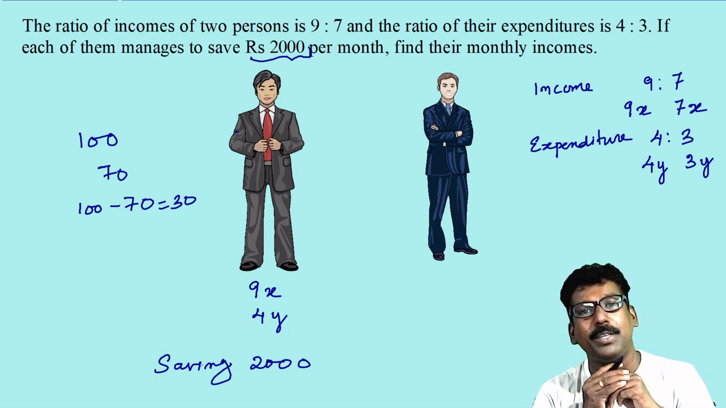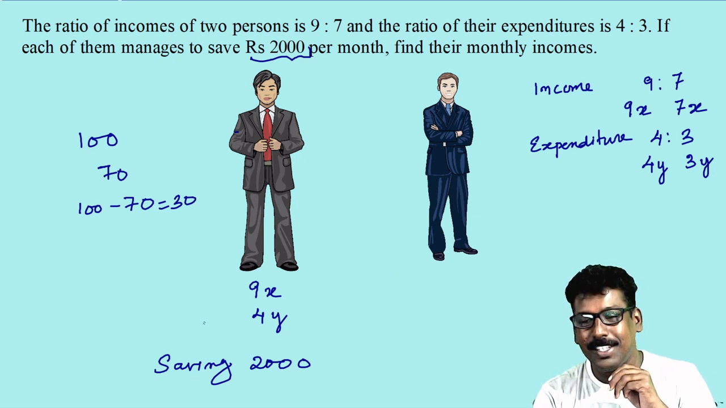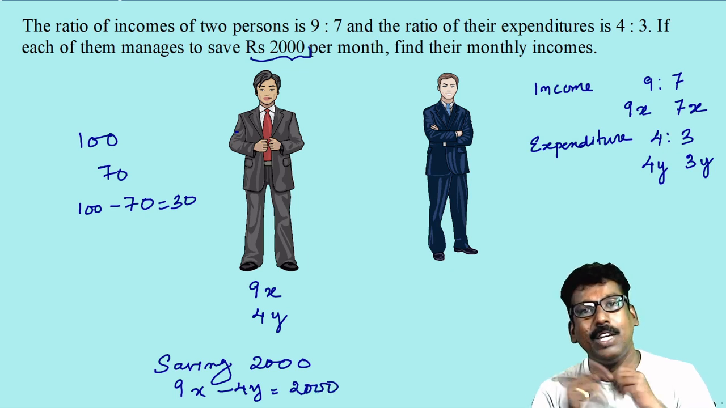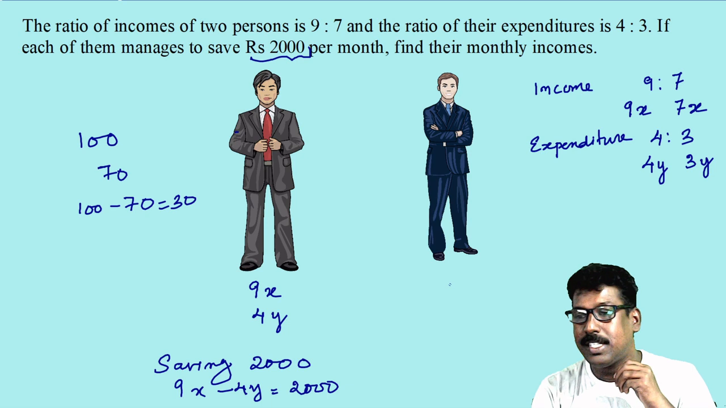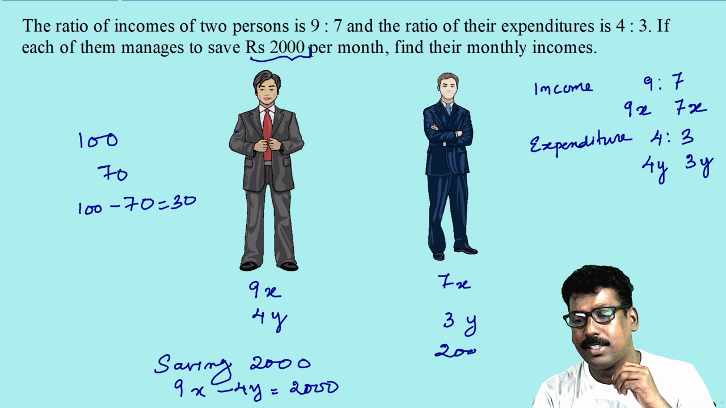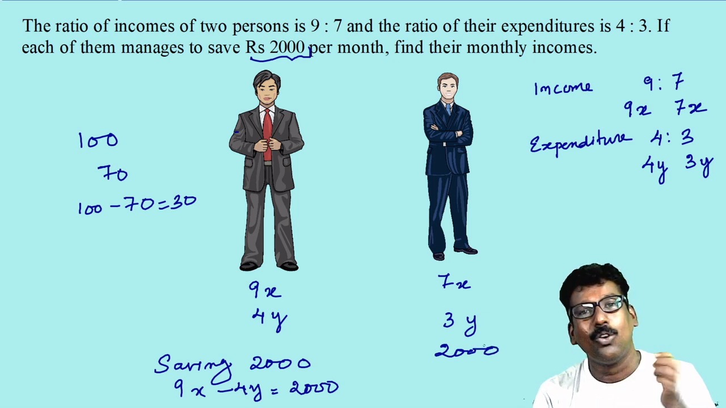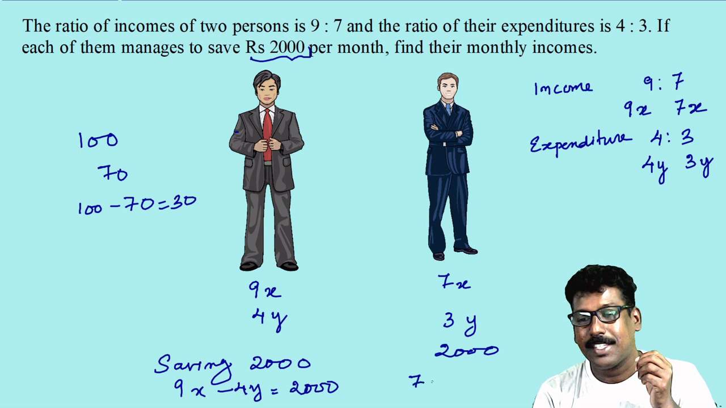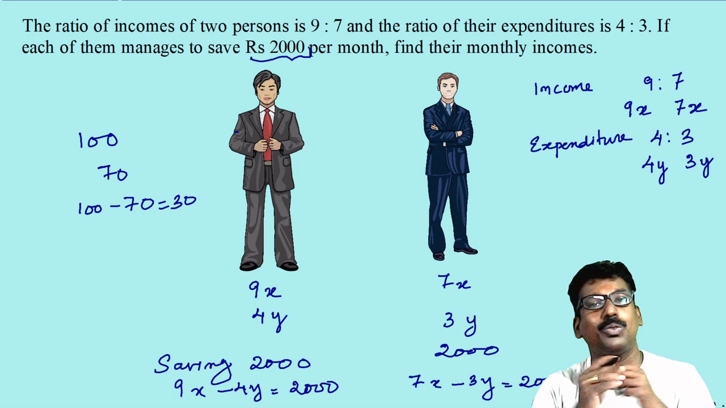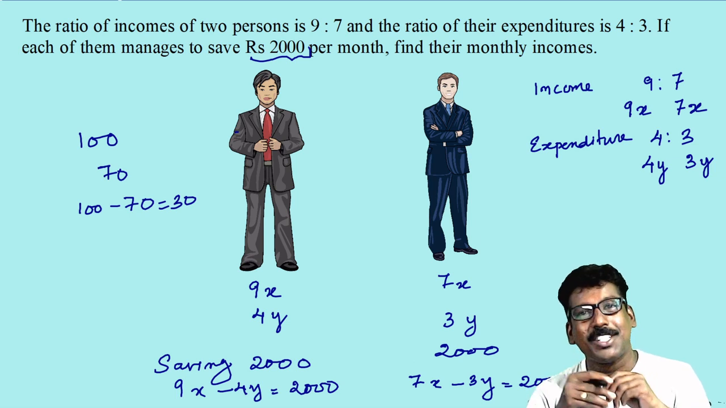So how can you form an equation? Yes, it is 9x minus 4y is equal to 2000. Now what about the other person? His income is 7x and his expenditure is 3y and his savings is 2000. So what will be the equation? It is 7x minus 3y is equal to 2000. Now let us do this problem.